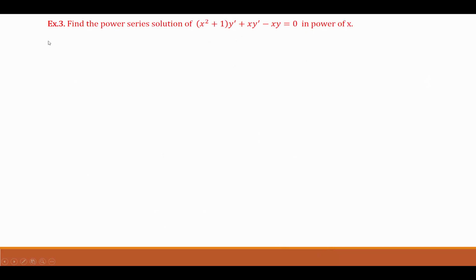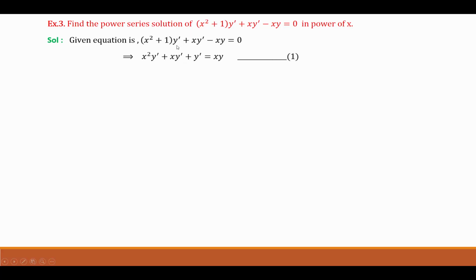Next, example number 3. Find the power series solution of x square plus 1 into y double dash plus xy dash minus xy equal to 0 in powers of x. Solution: first write down the given equation, x square plus 1 into y double dash plus xy dash minus xy equal to 0.